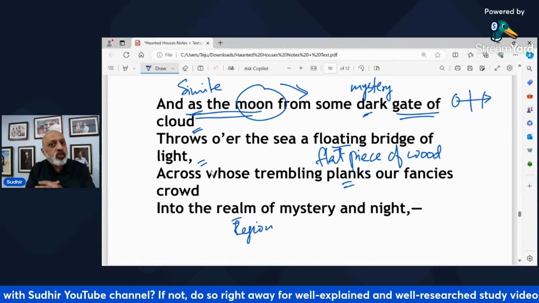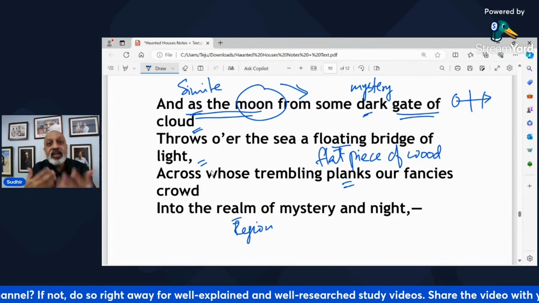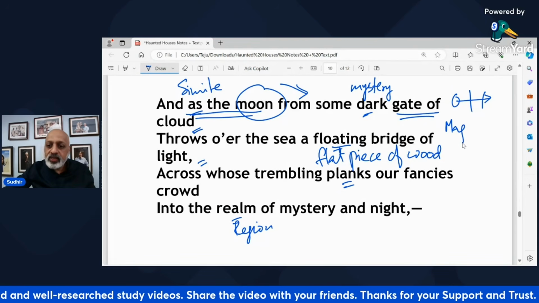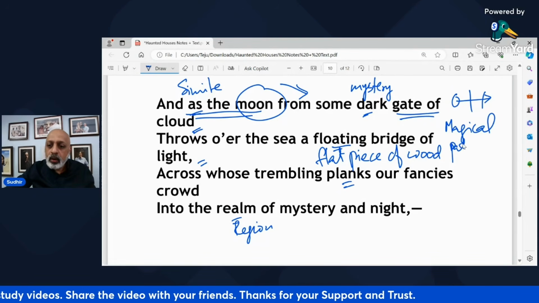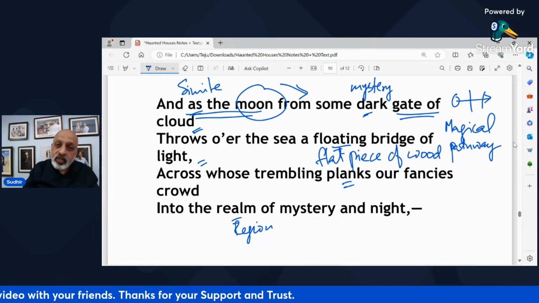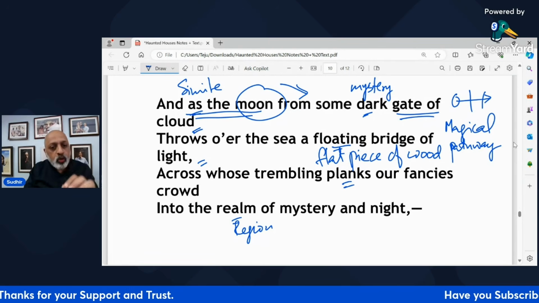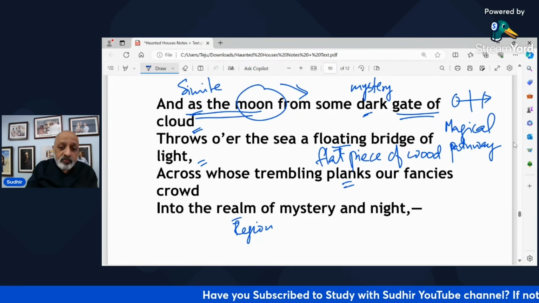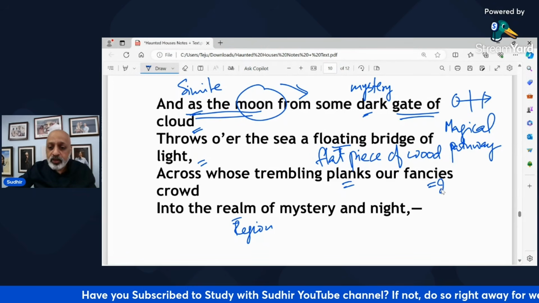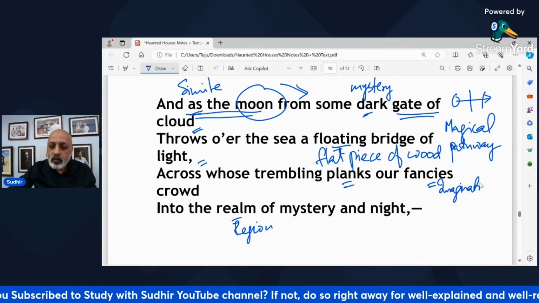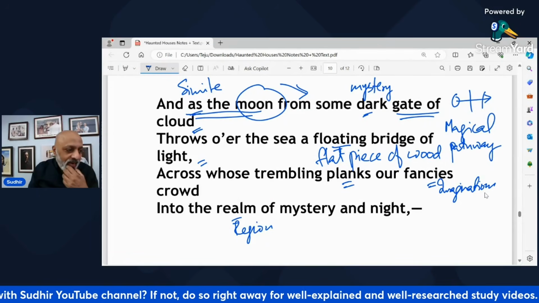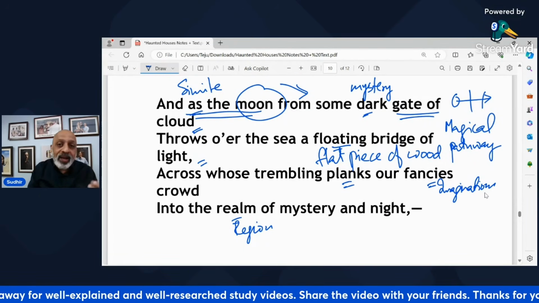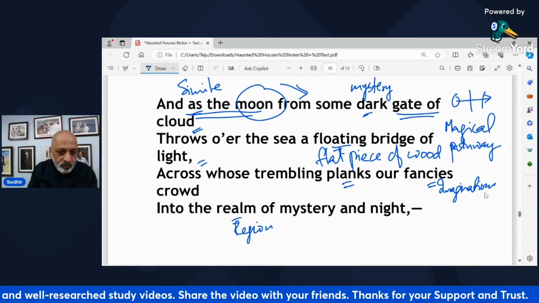And the moonlight is not just a source of light across the sea, it is creating some kind of a magical pathway. Please use this phrase. It is creating a sense of a magical pathway across the surface of the water, across whose trembling planks. Now the speaker is imagining. Fancies means imagination. Fancies means imaginations, crowding across the trembling planks of the moonlit path.